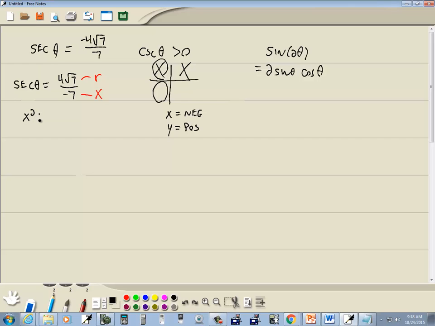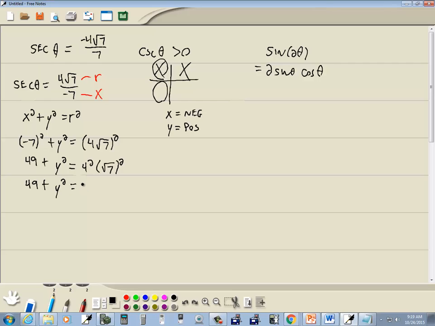Well, we got x squared plus y squared is equal to r squared. We need to find our x, y, and r's. X we said was negative 7, plus y squared is equal to 4 square root of 7 squared. That gives us 49 plus y squared equals, and we're going to square the 4. So we got 4 squared and the square root of 7 squared. So we got 49 plus y squared is equal to 16 times 7. So that gives us 49 plus y squared equals 112.